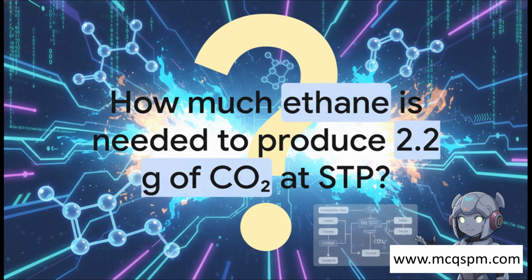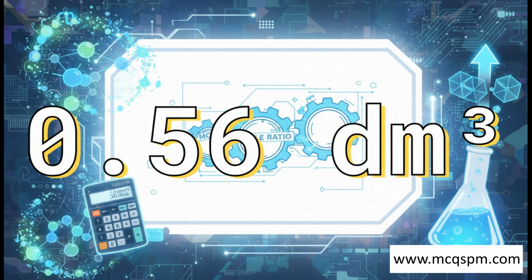I know these can look a bit scary, but they are totally doable if you just follow a system. This one's about the combustion of ethane. The absolute key here is, don't panic, just breathe and follow the steps. The final answer you should get is 0.56 decimeters cubed.